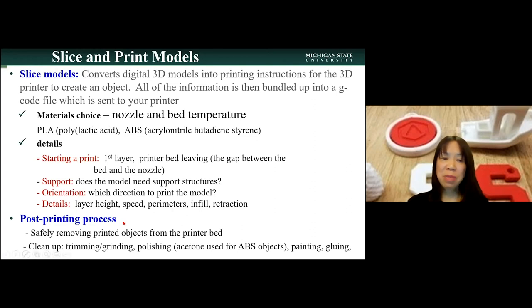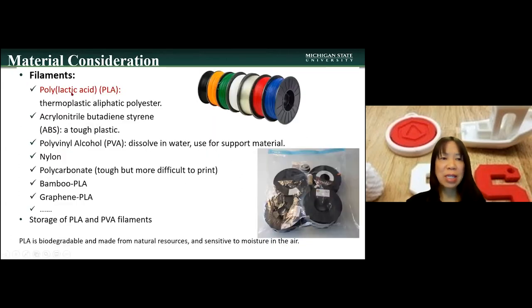And then sometimes you have a post-printing process. But for the slice, you have to consider the material and all the details. The most important is the material choice. Those details, the slicing software usually sets up automatically. And for the material, like I said, use PLA.